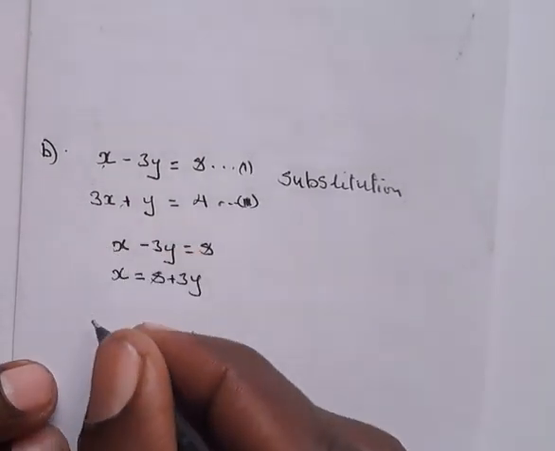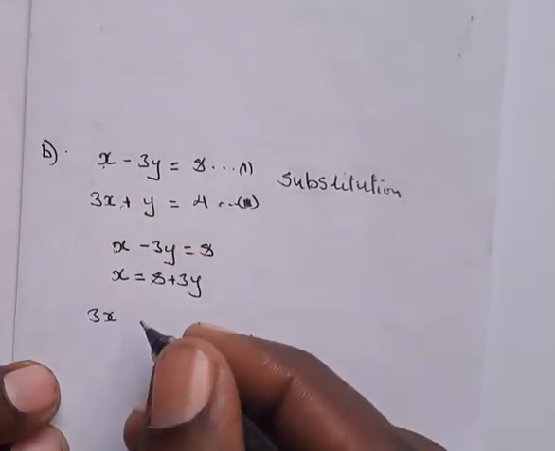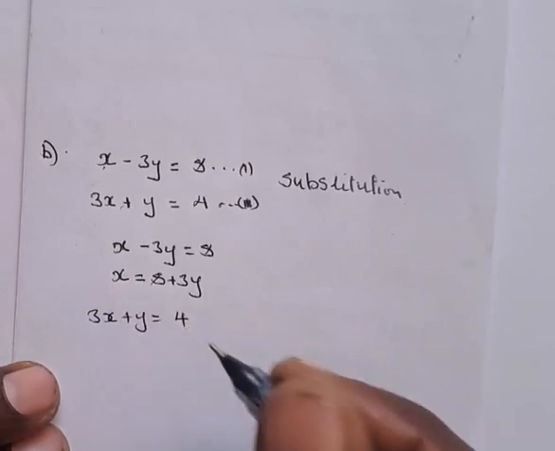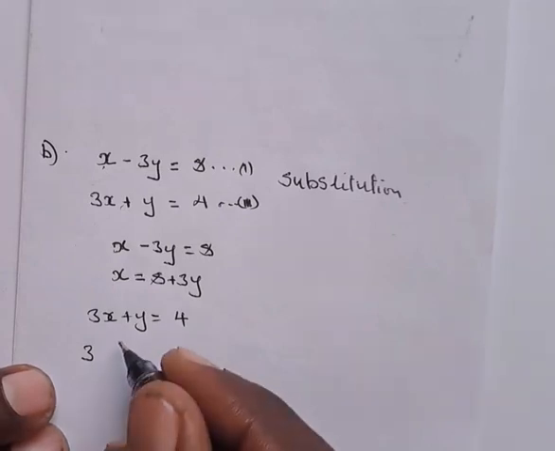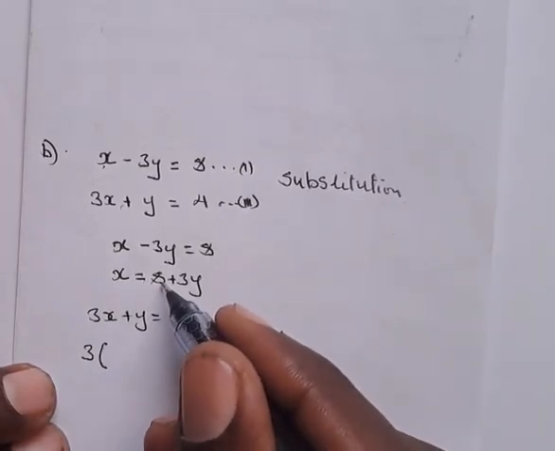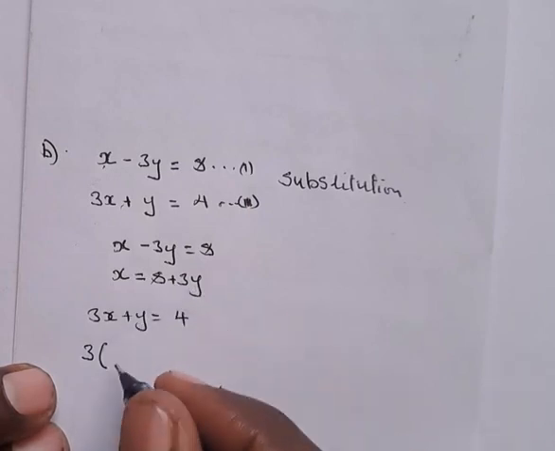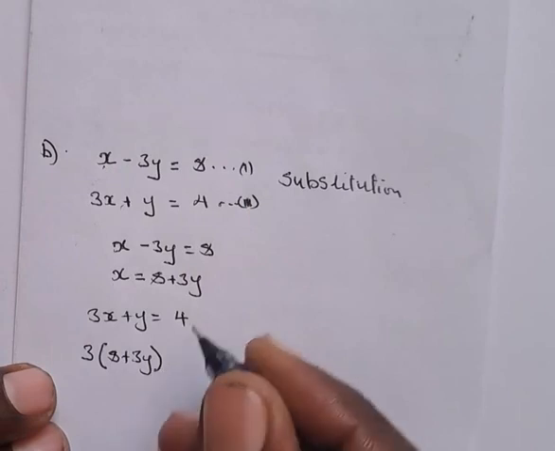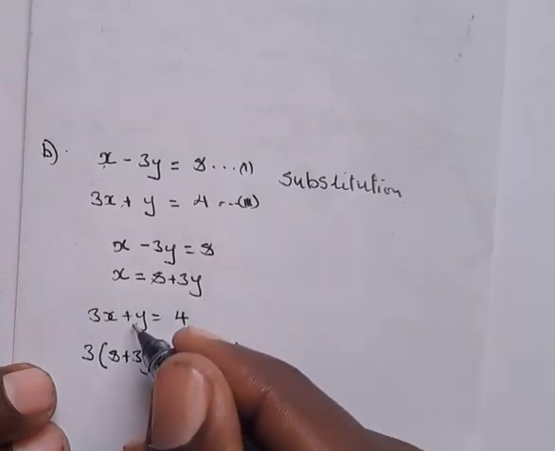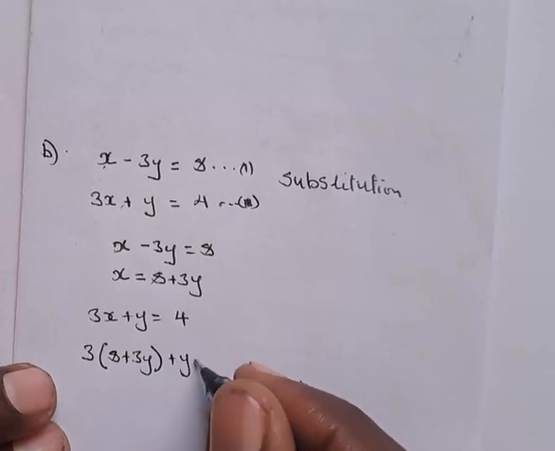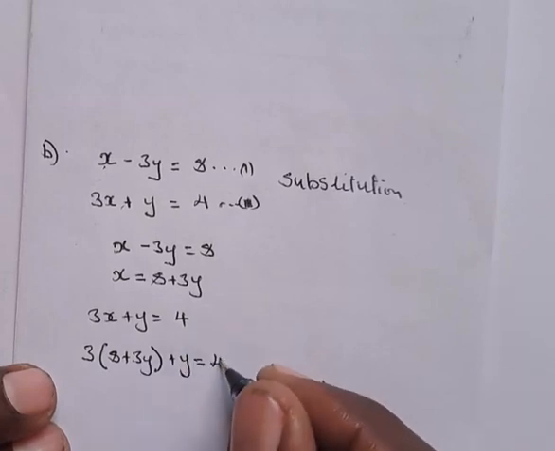So here we have 3x. I will just rewrite equation 2. 3x plus y is equal to 4. Where there is x, remember, x is equal to 8 plus 3y. So we're going to say 3 times (8 plus 3y), then we continue with what is here, plus y is equal to, of course, 4 there.